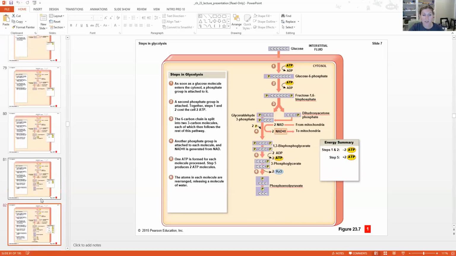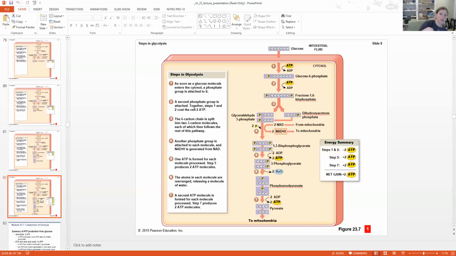So in general, as soon as the glucose molecule comes in, the phosphate is attached to it. That process creates a molecule called glucose 6-phosphate. Glucose is basically phosphorylated, right? Popping a phosphate on to glucose is phosphorylating glucose. It uses ATP energy to do that. Another ATP is used when we phosphorylate it again and produce fructose 1,6-bisphosphate.